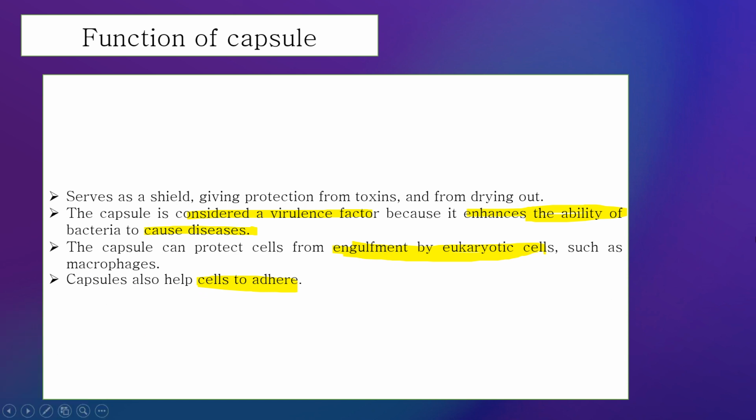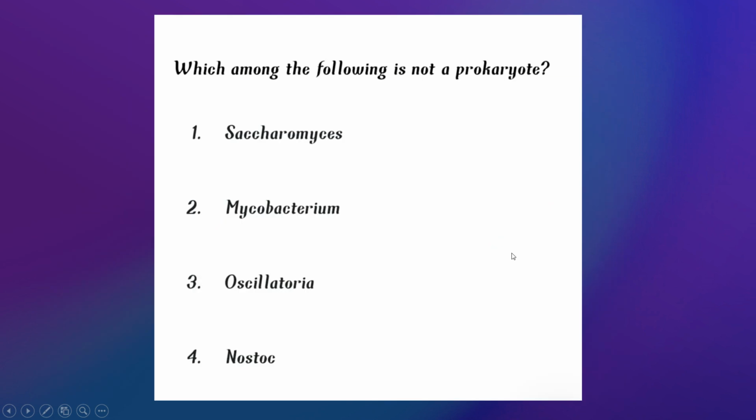Then here are some questions. We'll discuss the answers. First, which among the following is not a prokaryote? First, Saccharomyces. Saccharomyces cerevisiae is what? Saccharomyces cerevisiae is a unicellular eukaryote.